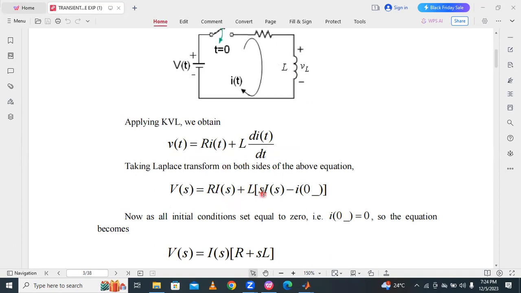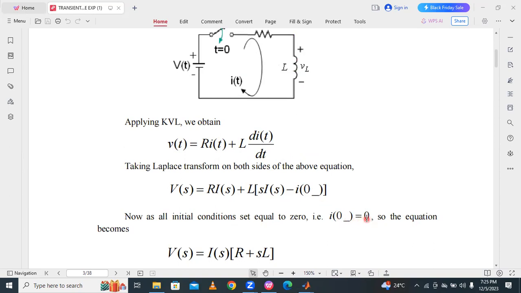Plus L into S into I of S, since the Laplace transform of the differentiation is S into I of S. If initial conditions are present, then minus I of 0 minus. If all initial conditions are equal to 0, this term will become 0, that is I of 0 minus is equal to 0. Otherwise, the inductor is having some current before connecting to the circuit, some initial condition. So that is I of 0 minus equal to 0 amperes.